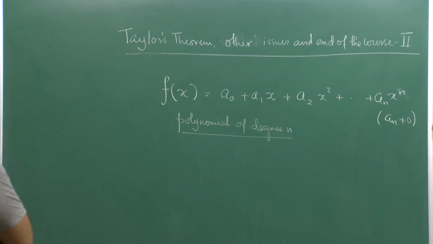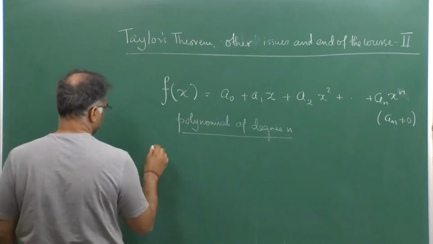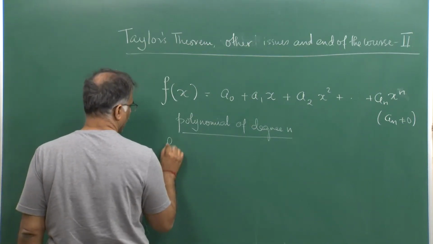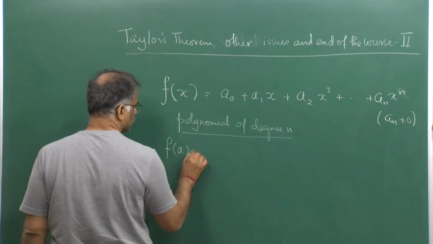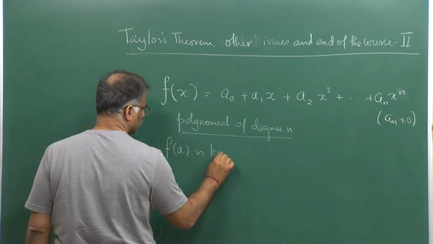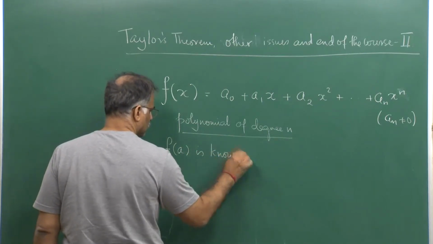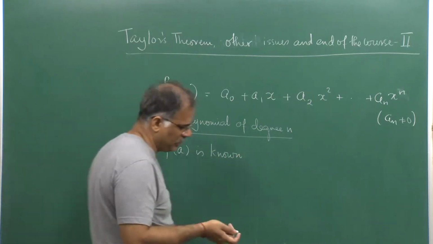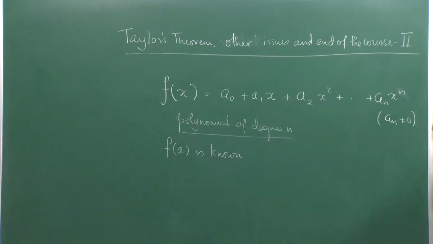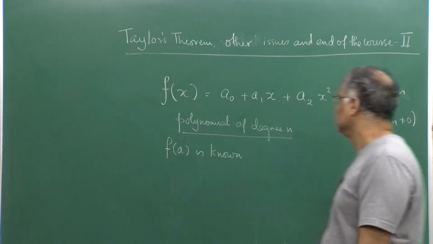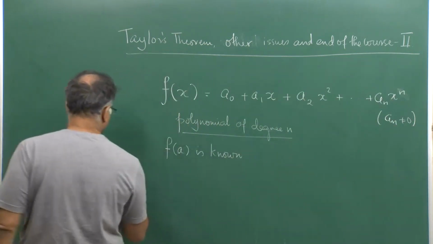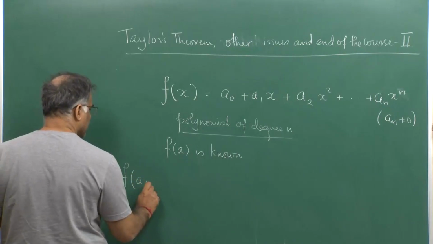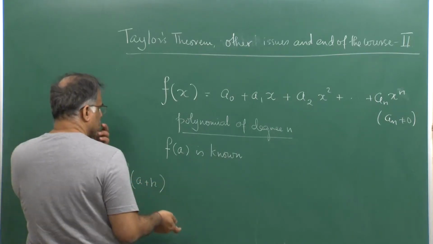Now suppose I know the function value at a, f(a) is known to me. Or f(x) is known to me, some x, does not matter. Then what is f(a+h)? That is the question. So if I know what is a, then what is f(a+h)? So when I write x is a plus h, my a is fixed.